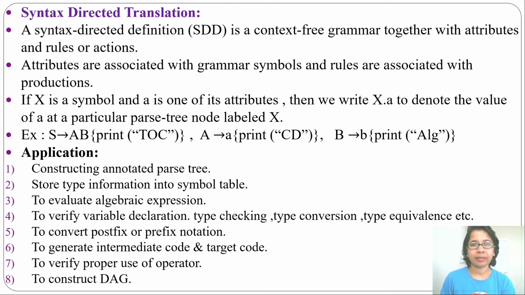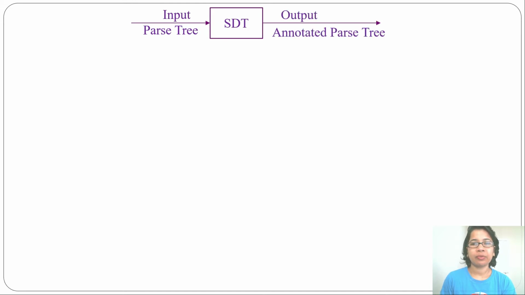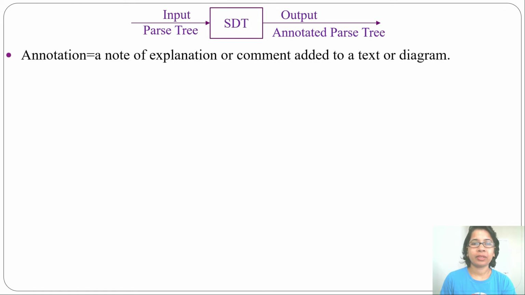We'll check it later. For STT, input is a parse tree from syntax analysis, whereas output is an annotated or decorated parse tree. So what is meaning of annotation? Annotation means if you are adding some extra note or extra comment or information, that is called as an annotation. That is in normal way. In compiler, what is annotation? If we are adding some attributes to an identifier, that is called as an annotation.